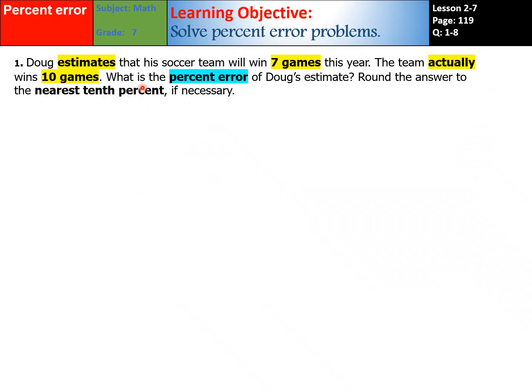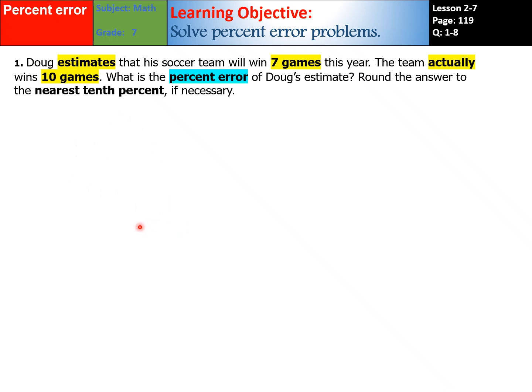Dog estimates that his soccer team will win 7 games this year. The team actually wins 10 games. What is the percent of error of the estimation? Round the answer to the nearest tenth percent if necessary. Nearest tenth means there should be only one digit after the decimal point.